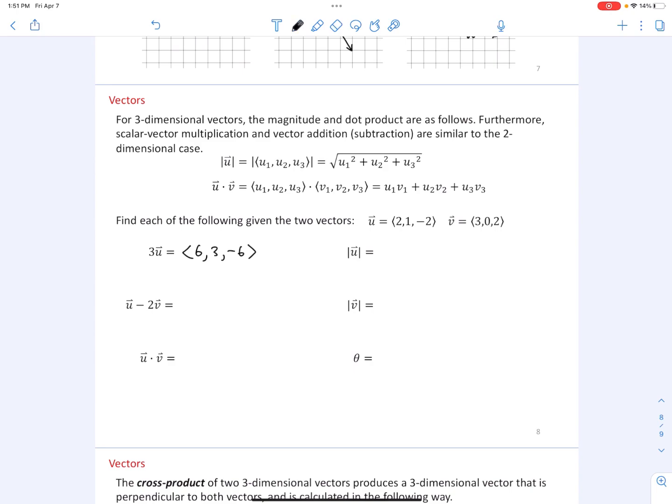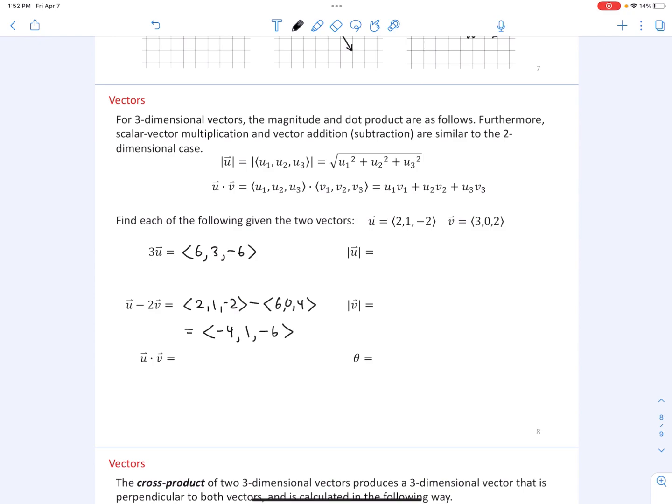If we do u minus 2v, I'll write u down first, and then minus, and then I'm going to just double vector v. It gives me 6, 0, 4. And then I subtract component-wise. So I get a new vector. 2 minus 6 is negative 4. 1 minus 0 is still 1. And negative 2 minus 4 is negative 6.